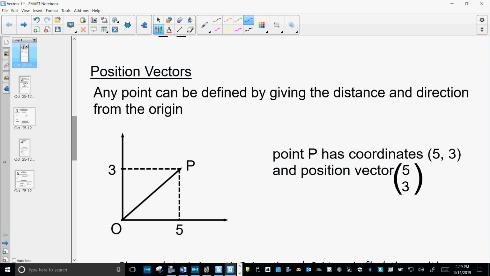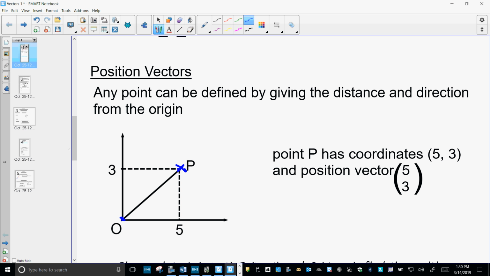Now, position vectors sometimes start confusing people. The only tricky thing about position vectors is that they're always based at the origin, so they're always based at 0, 0. Now, if I was to consider the point P, and this is the coordinates 5, 3, we know how to draw coordinates. We go across 5 and we go up 3. Lovely. There's our position. That's our coordinate. The position vector of that would also be 5, 3.